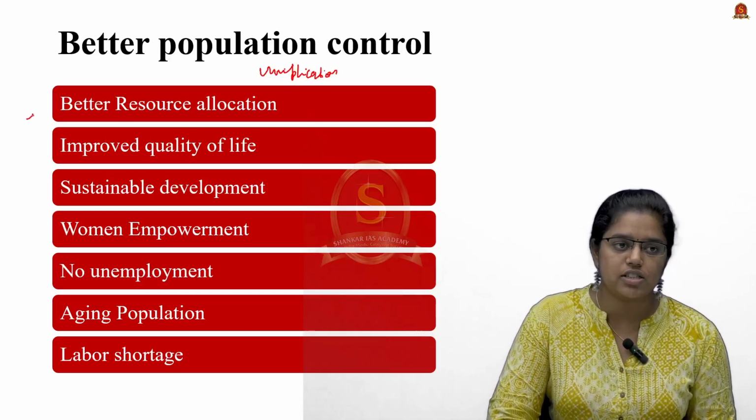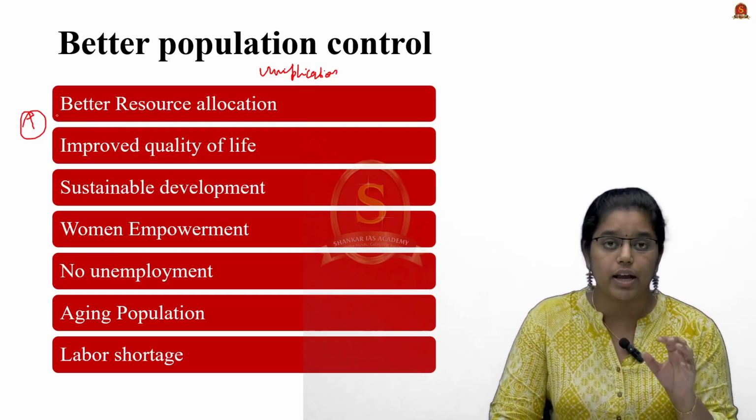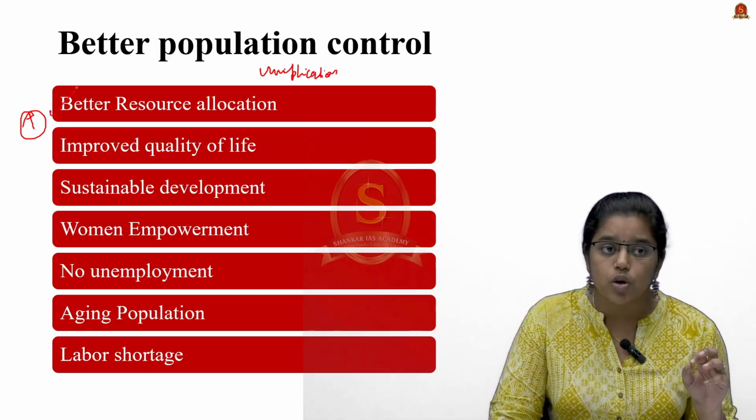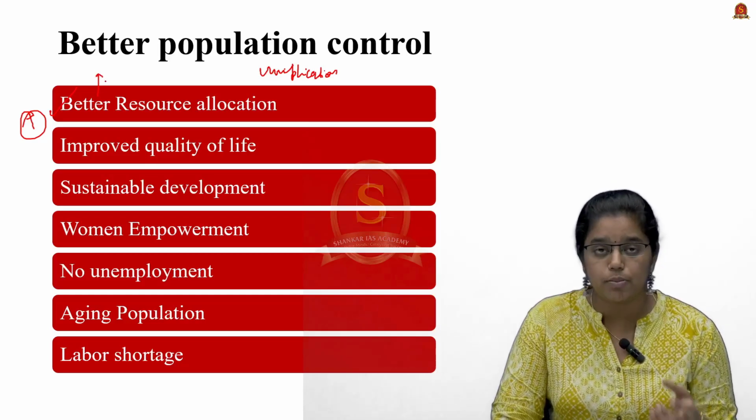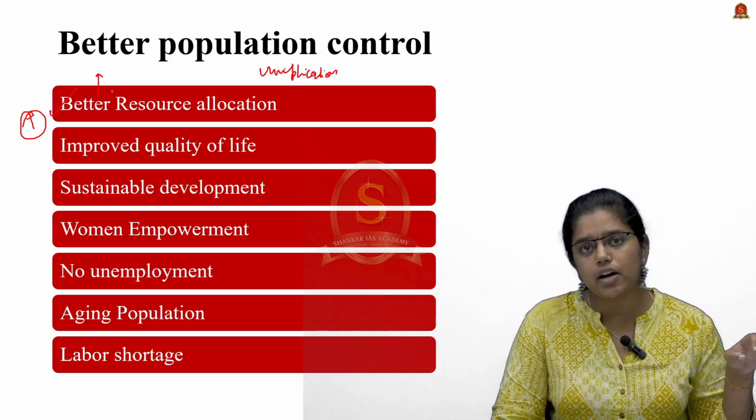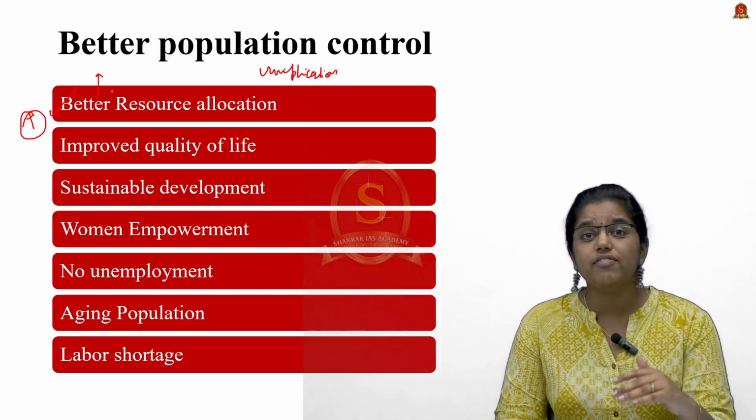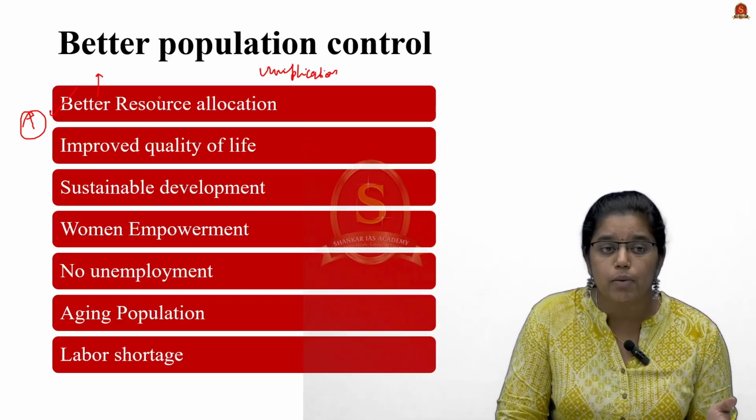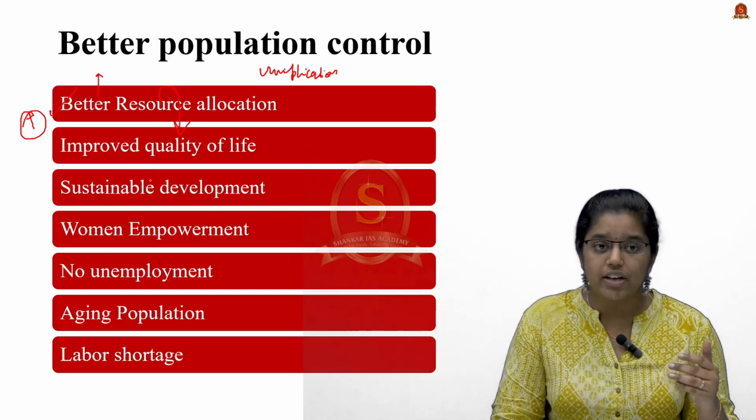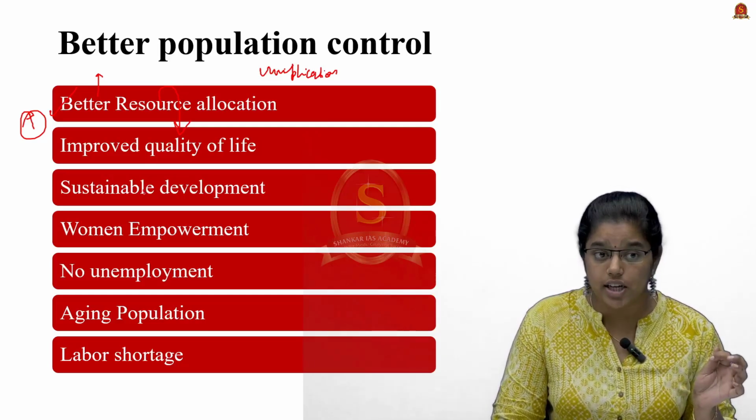Firstly, let's discuss the positive aspects. Because of better population control, they were able to allocate resources among the population in a better way. They had better infrastructure, better health, education, and social welfare programs which were implemented more equally than in the northern states. They were able to have a better quality of life, and because of better resource allocation, they were able to carry out sustainable development.